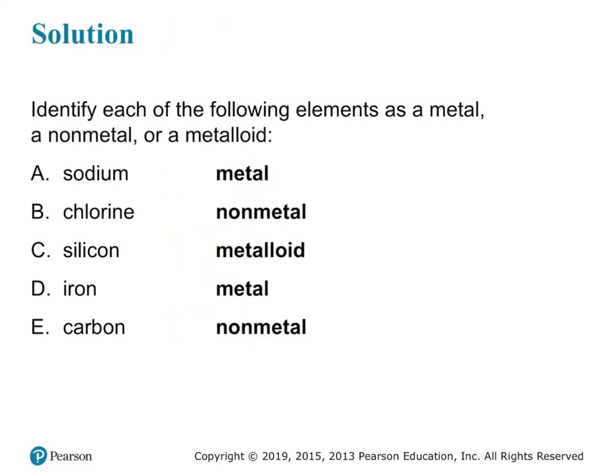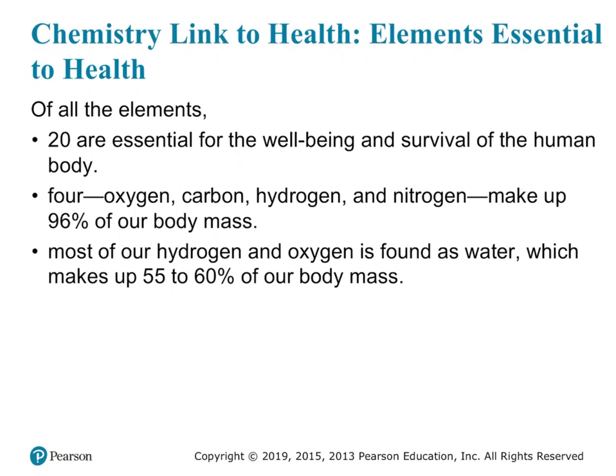All right. Now, let's link some of the elements to our health. Of all of the elements, 20 of the elements are essential for the well-being and survival of the human body. Four of those elements, oxygen, carbon, hydrogen, and nitrogen, and their symbols are O, C, H, and N, make up 96% of our body mass.